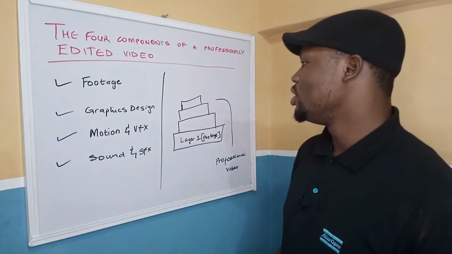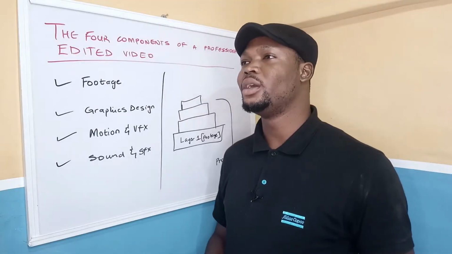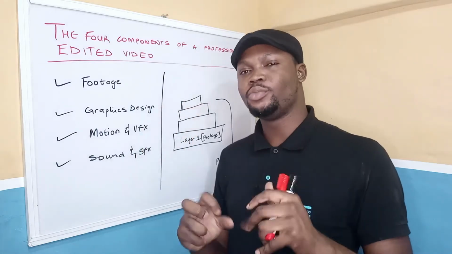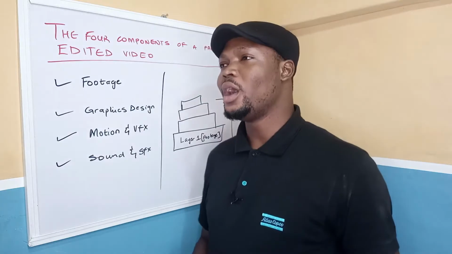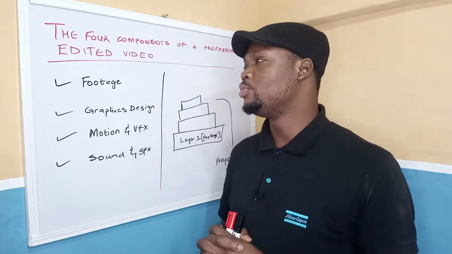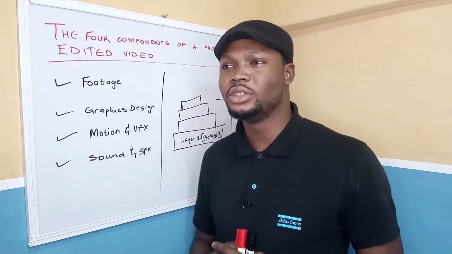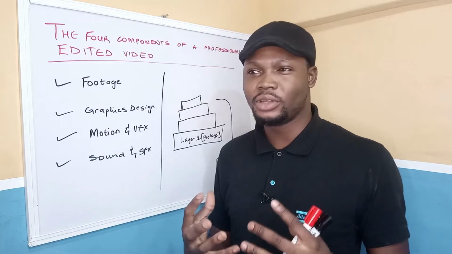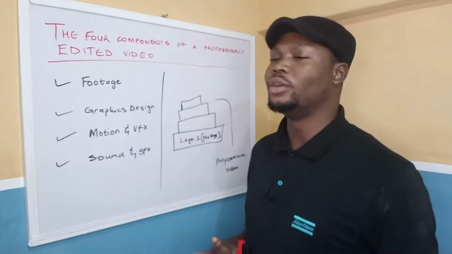Now the next one is what we call graphics design, and this essentially talks about the design of your text, how you put your text together, and also talks about your color. Okay, how you put your colors together, how you combine text and colors to produce something graphically beautiful, something amazing, something visually appealing. Okay, this is where you get that done.